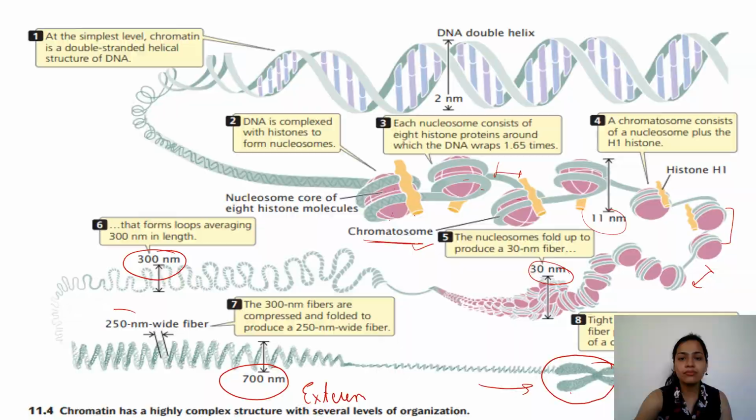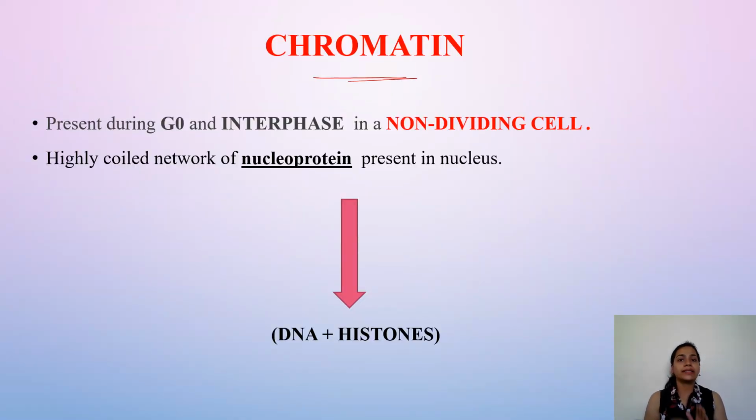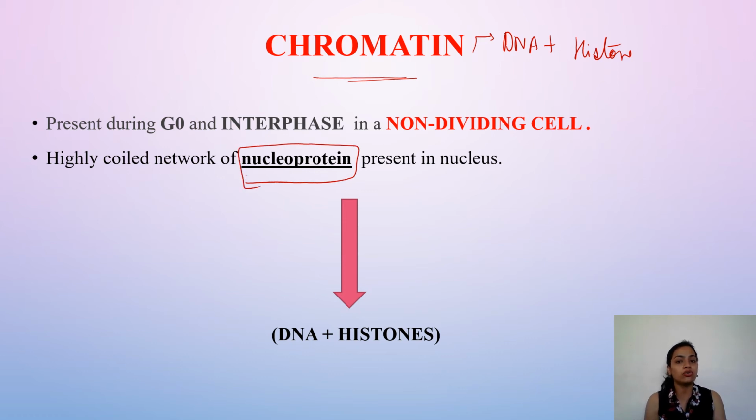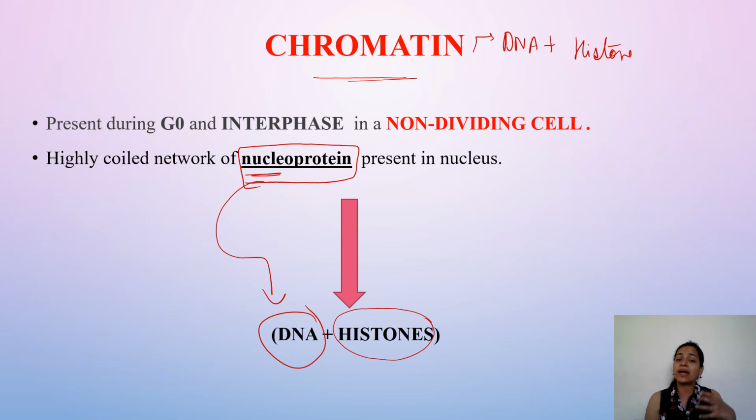Now we will move on to chromatin. I think now it will become clearer for us to understand what chromatin is. Just now we saw that chromatin also consists of the DNA and the histones. That is why we can say that it is a network of nucleoproteins. Why nucleo? Nucleo comes from nucleic acid, that is the DNA, and protein means the basic proteins, histones. That's why we can say chromatin is a highly coiled network of nucleoproteins, and it is present in the nucleus.